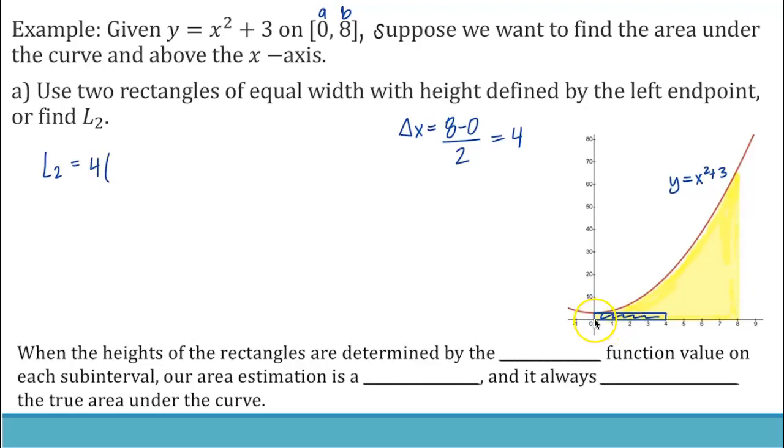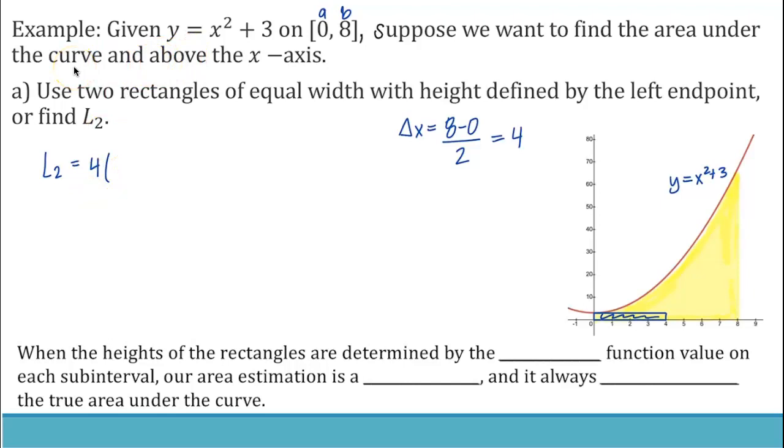Well, the height, we sketch the rectangle, but we can't really see exactly what that value is from the graph of the y value at 0. So how am I going to get that height? Well, I have the equation x squared plus 3. So I would plug 0 into the function. So we're going to calculate y of 0.